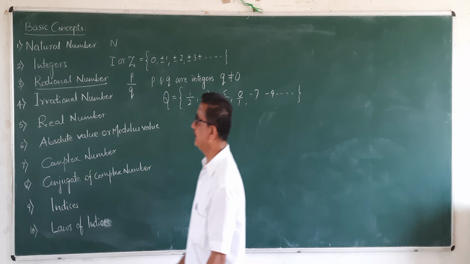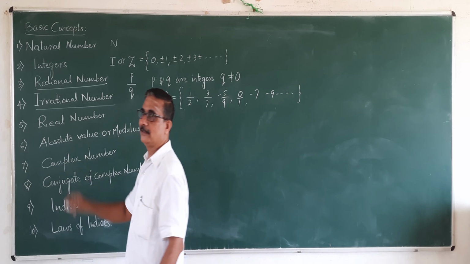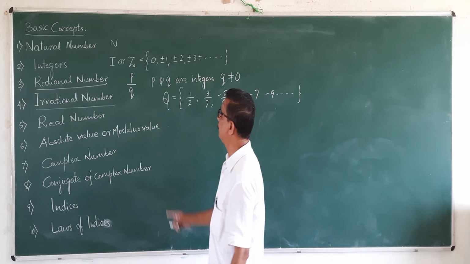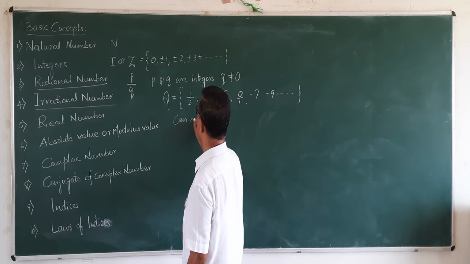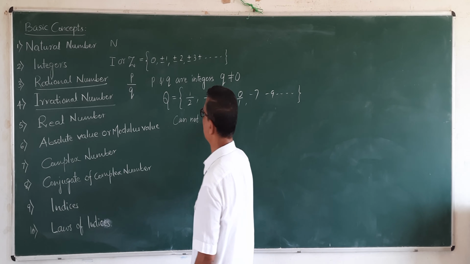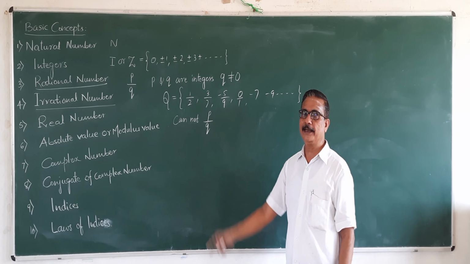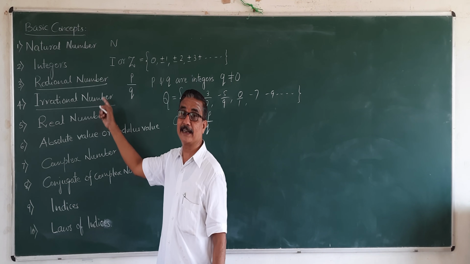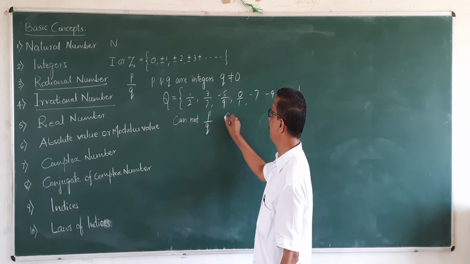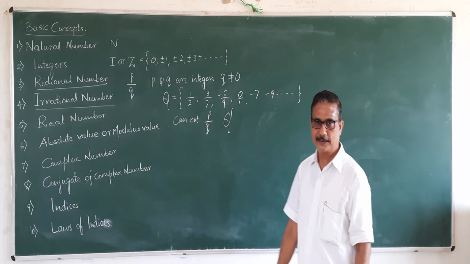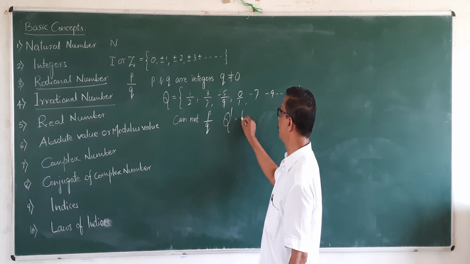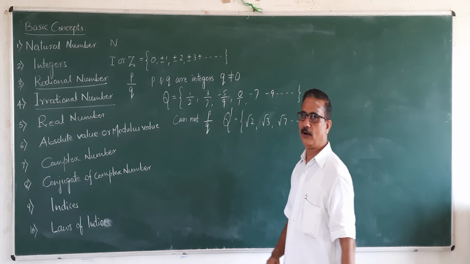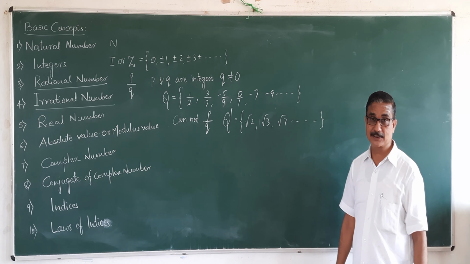Whereas define irrational number. A number which cannot be expressed in the form P by Q, where P and Q are integers and Q is not equal to 0, is known as an irrational number. The set of irrational numbers is denoted by Q dash. Example, root 2, root 3, root 7, root 5 and so on. These are the examples of irrational numbers.